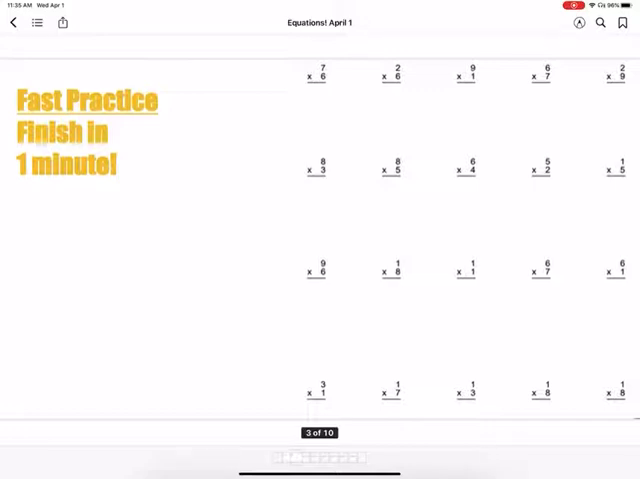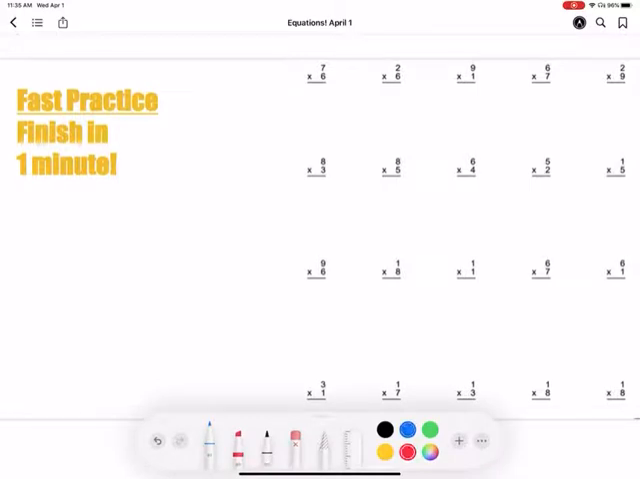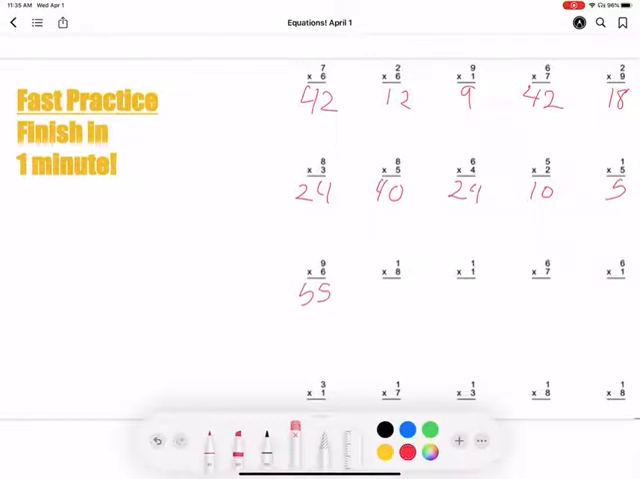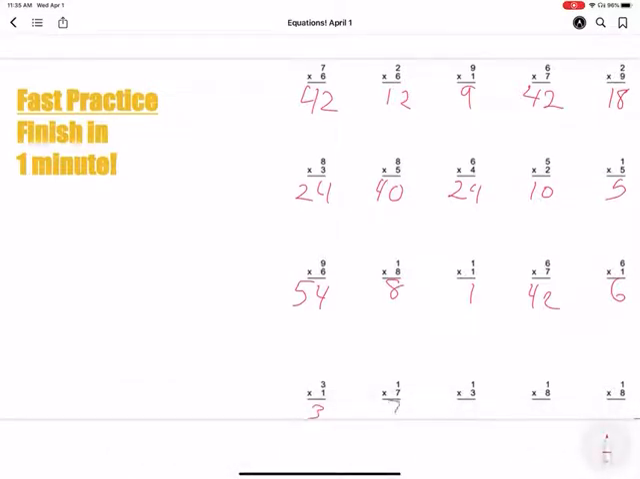And done. Okay, let's quickly go through them. Here we go. So we have 42, 12, 9, 42 again, 18, 24, 40, 24, 10, 5, 56, oof, sorry about it, that was actually totally wrong, that's 54, 8, 1, 42 again, 6, 3, 7, 3 again, 8, and 8 again. Oh my gosh. Okay, let's move on. Hope you guys did well on this one. I want you to go quickly through those.